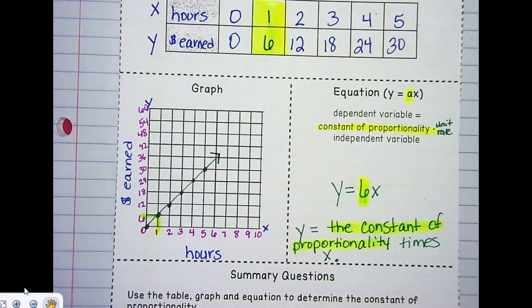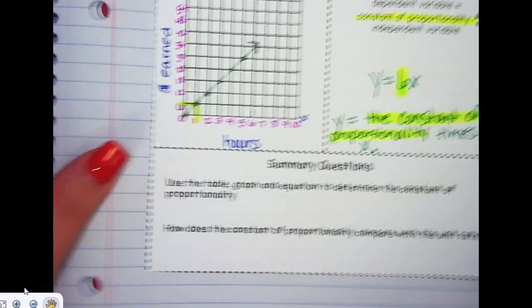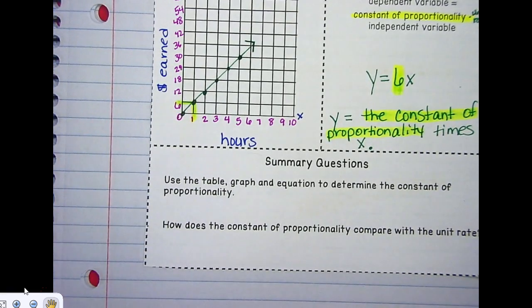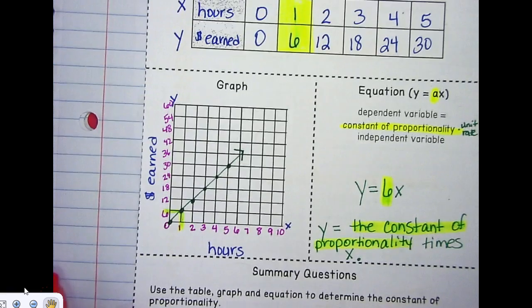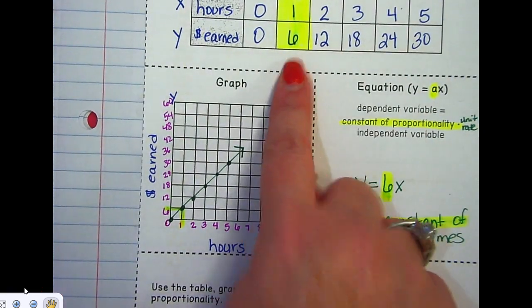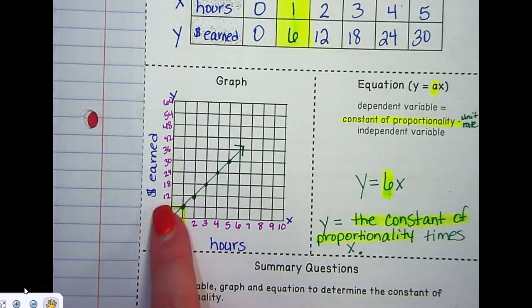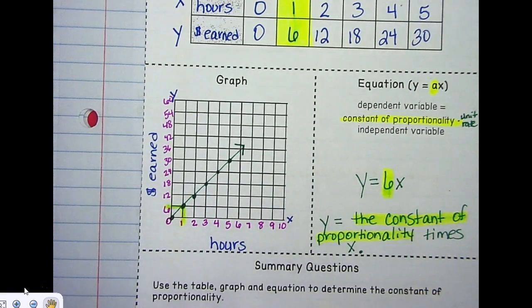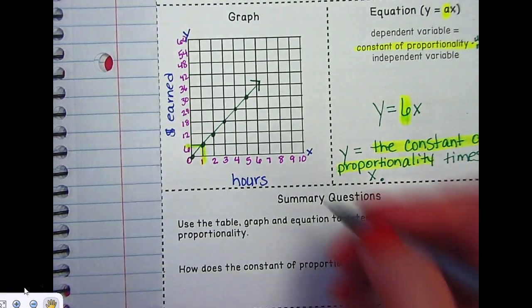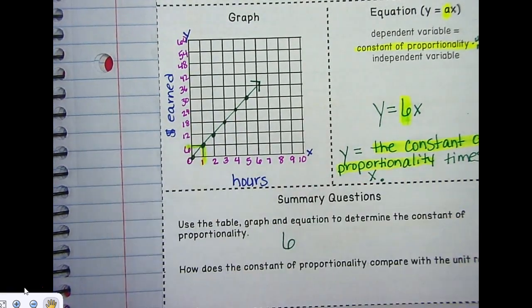So our summary questions. Let's take a look. Use the table, graph, and equation to determine the constant of proportionality. So we've done that. Here it's 6. Here when I go to the 1 and I go over, I get 6. And in an equation, this is our constant of proportionality. So in all of those, it is a 6.